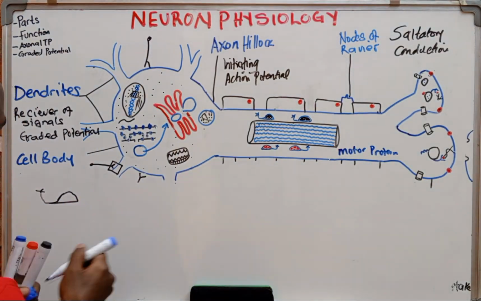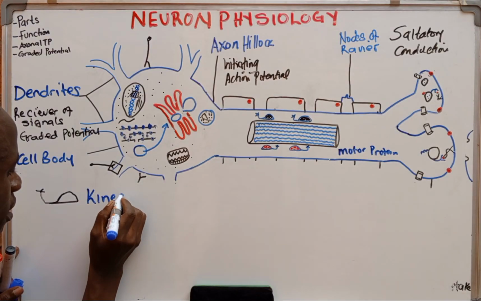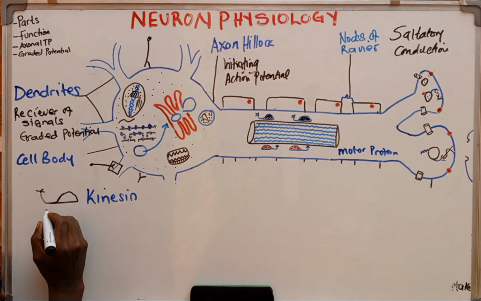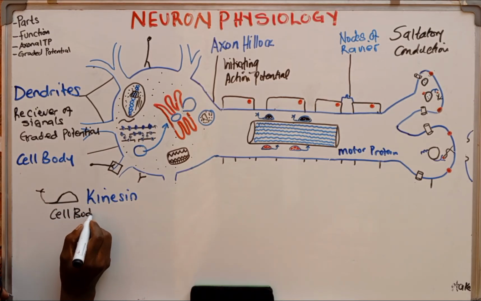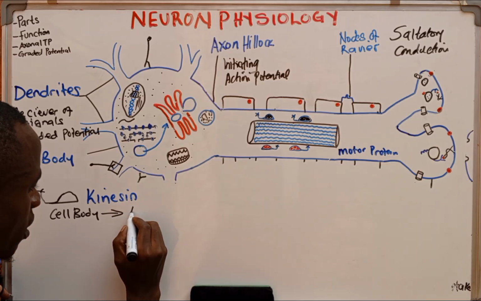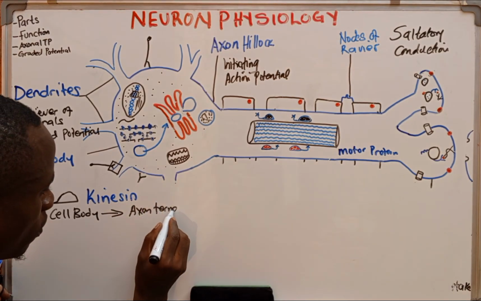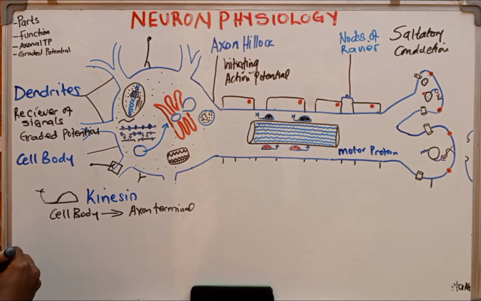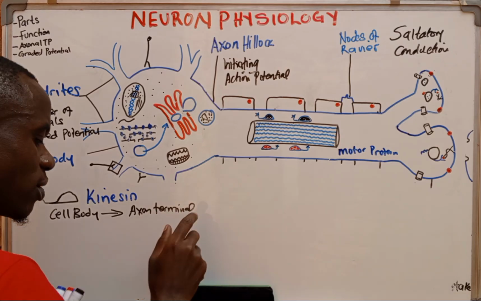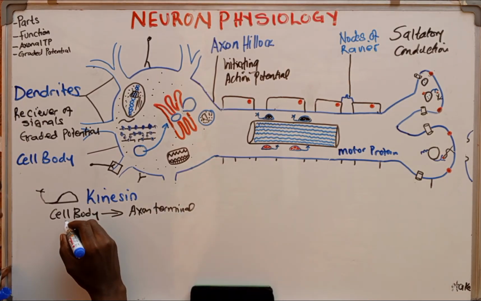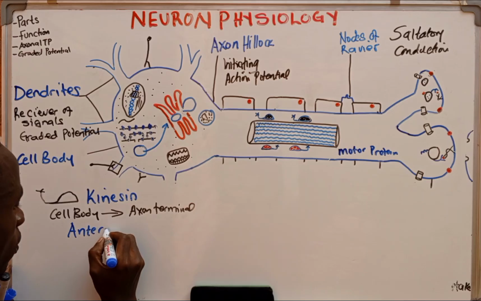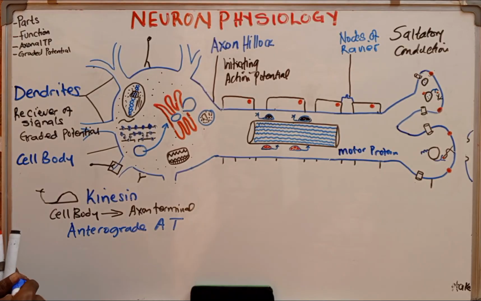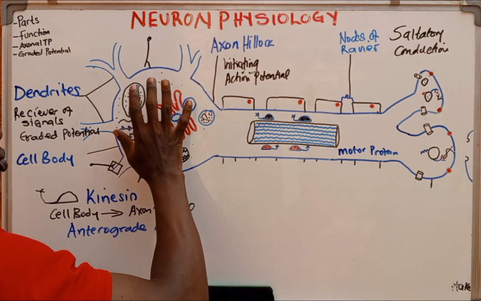What do we call this protein? This protein is what we call kinesin. This kinesin is going to be transporting substances from the cell body to the axon terminal. This movement of substances from the cell body to the axon terminal is what we call anterograde axonal transport.